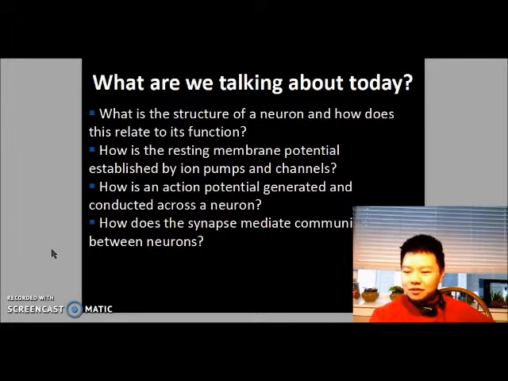So today is going to be a zoom in into the level of a neuron and how that works on a cellular level. And next session will be a zoom out into the nervous system as a whole and how the parts interact with each other.